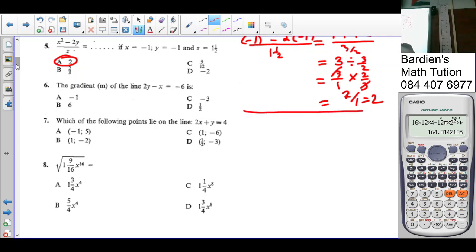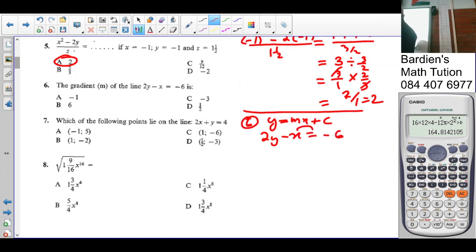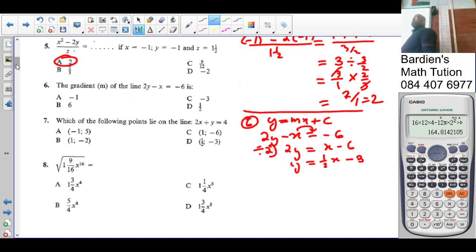The next one: the gradient m of the line. How do we calculate the gradient? It must be in the form y is equal to mx plus c. So we've got 2y minus x is equal to minus 6. Take that over, becomes 2y is equal to x minus 6. Divided by 2, y is equal to a half x minus 3. So what's the gradient of this graph? Isn't it a half? Which makes the answer D.